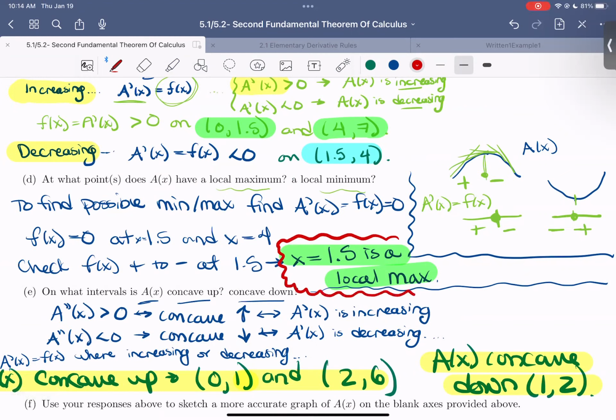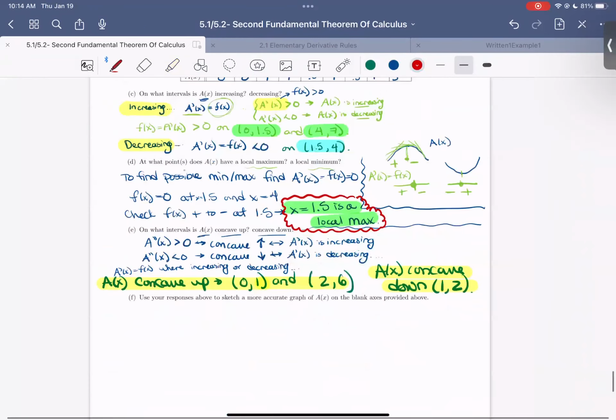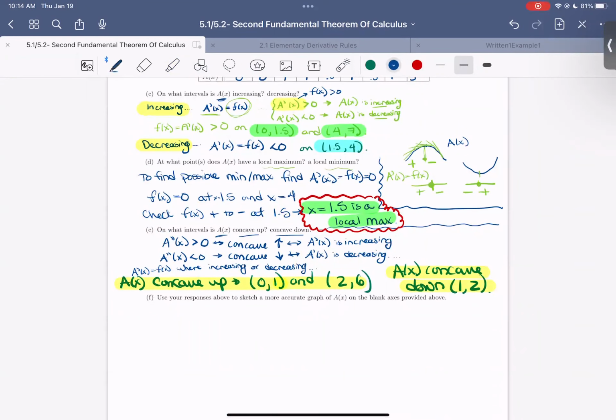So we haven't graphed the point x equals 1.5, or A of 1.5. So we don't know how high this max is. So why don't we first calculate that maximum value so we get a sense of a local maximum of our function. So kind of a first step, let's look at A of 1.5.